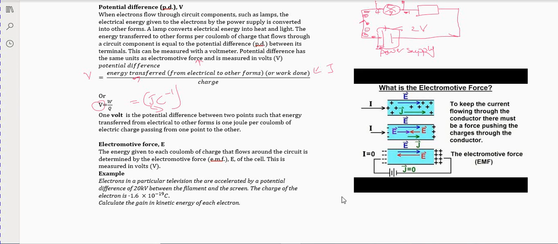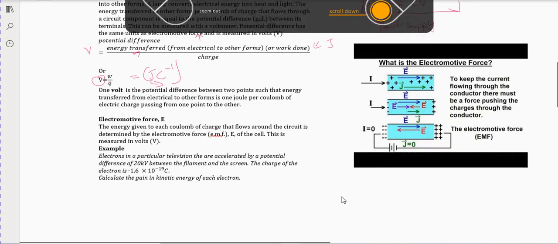So this can also point out to us that the higher the value of the power supply, it would give the electrons more energy to be able to move around the circuit.